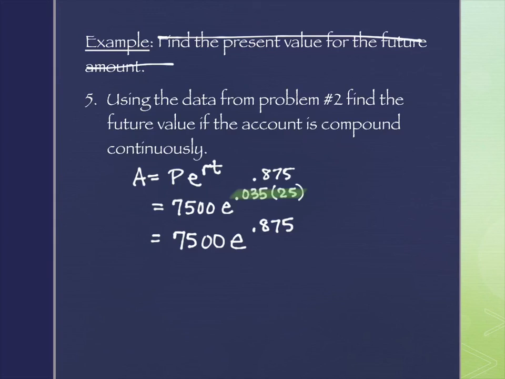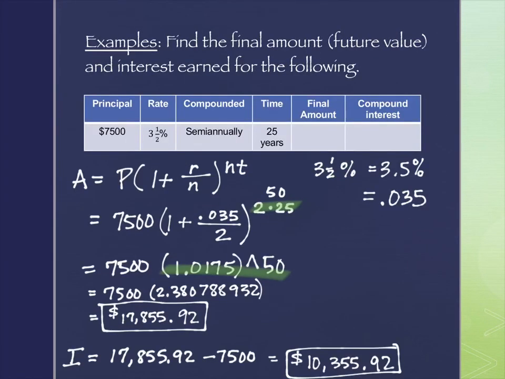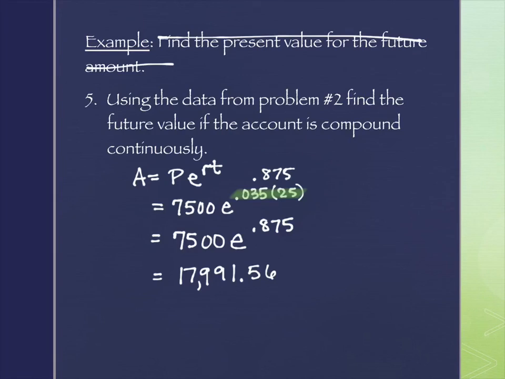Okay, the value that mine is saying is 17,991. Again, it's a dollar amount, so we'll do 2 decimals, and it's 56 cents. Compounded continuously is the most it can be compounded, right? Because it's continuous, it's going to be the largest value. If you compare this back to the answer that we got on problem number 2, which was 17,855, it's going to be slightly higher, and it is, because it's 17,991 and 56 cents.